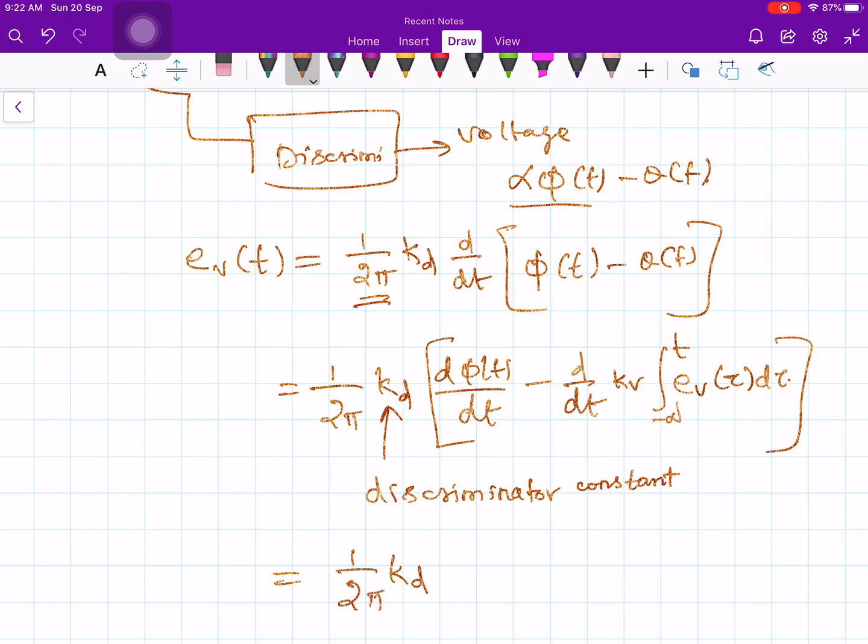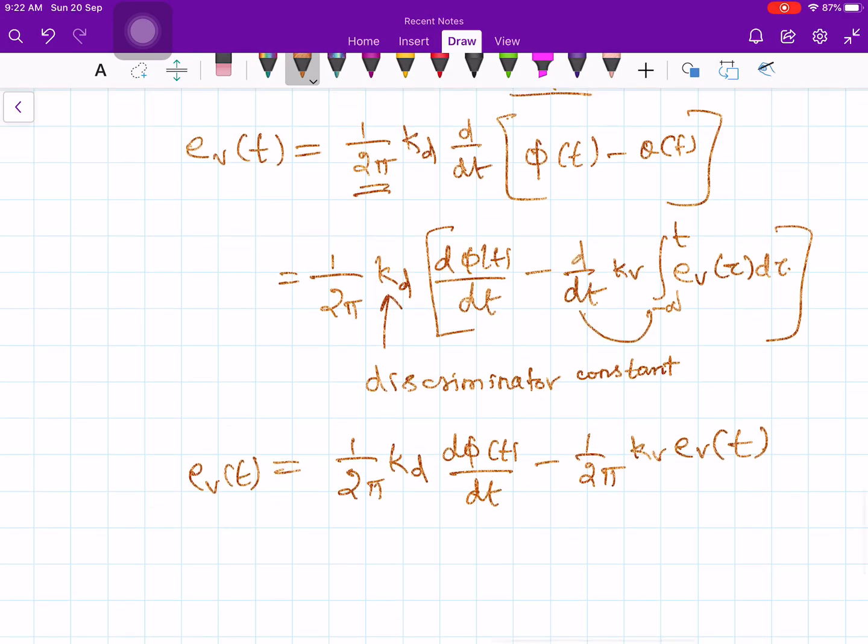What is dφ by dt? Okay, let it be as it is, no problem. To dφ by dt, this is my EV of t times dφ of t by dt minus this; the differentiation and the integration will get cancelled. Therefore you'll get minus 1 over 2π kV times EV of t.